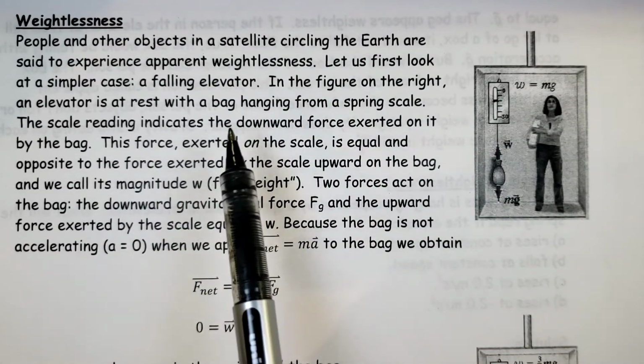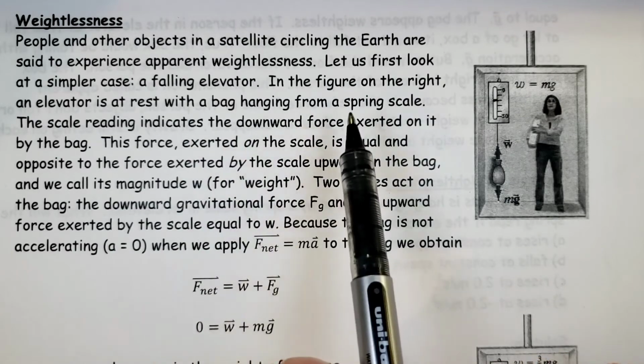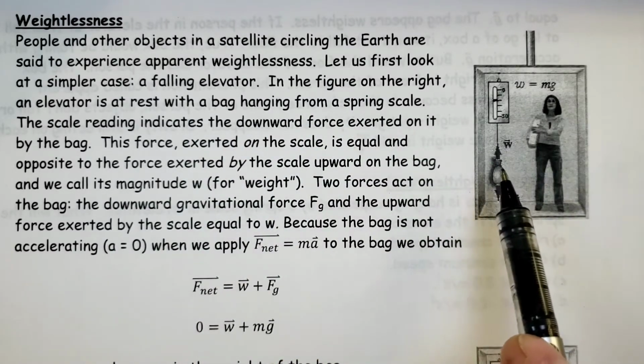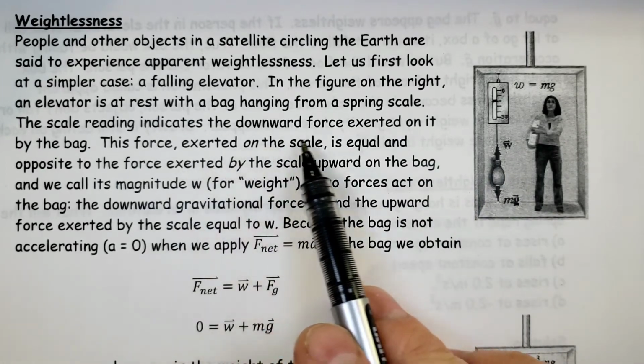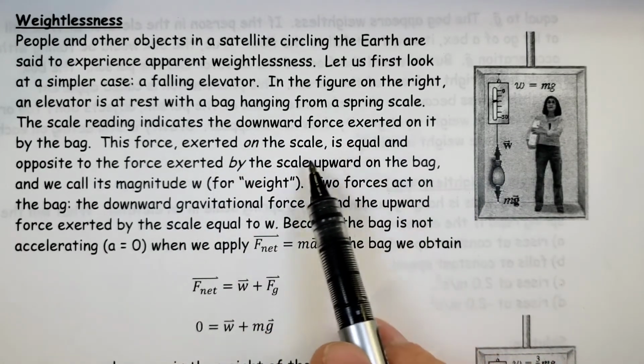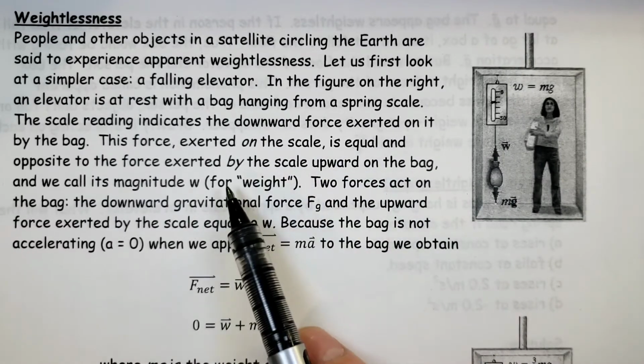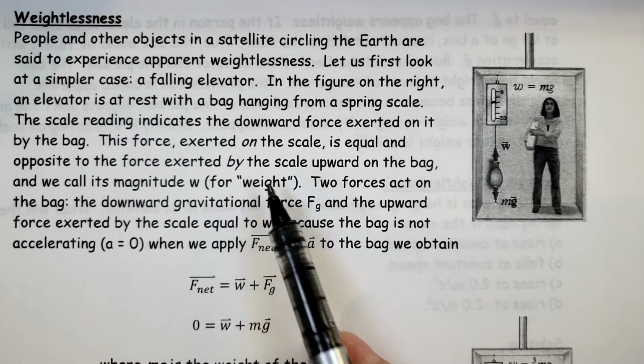Let's first look at a simpler case, for example, a falling elevator. In the figure on the right, an elevator is at rest with a bag hanging from a spring scale. The scale reading indicates the downward force exerted by the bag. This force exerted on the scale is equal and opposite to the force exerted by the scale upward on the bag.